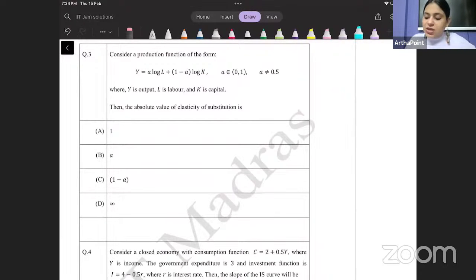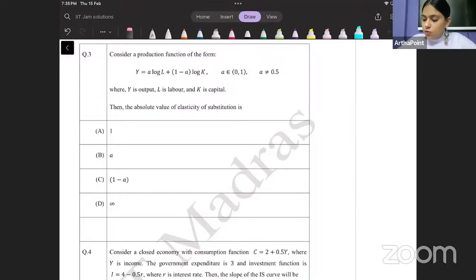Then it is asking you to find out the elasticity of substitution. I think that usually whenever the IIT paper starts, the starting is usually a very difficult question. But unlike that case, this time it has been a pretty easy start. Both the first questions have been easy. And then it is asking you to find out the elasticity of substitution.